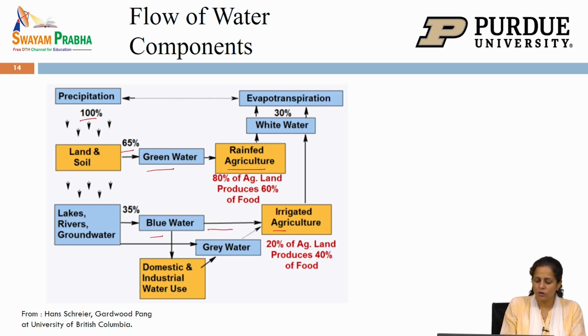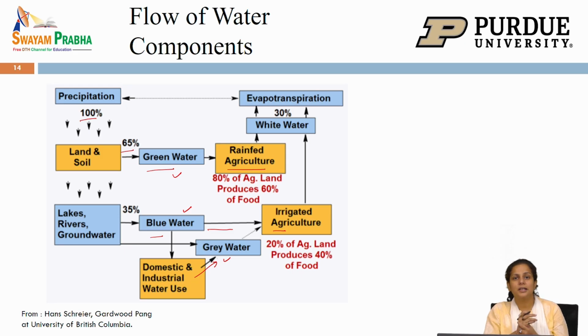Rest 35% is going into the blue water, and that also goes into either irrigated agriculture, but it can also go for the domestic and industrial water use, and that can form a component of grey water because this water after being used can be polluted, and that is the volume that we need to add that additional volume to dilute. So, you can think of each of the components of your water consumption in your life cycle, and you would then quantify each of them separately to quantify the total water footprint. Most of the time we go by the virtual water content that is available, and that is the straightforward way of calculation of water footprint for any products.